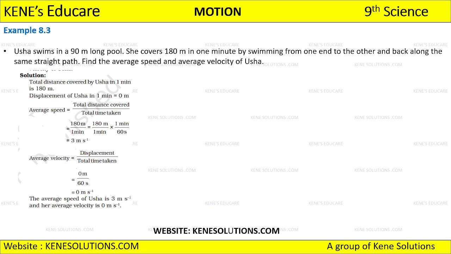Now average velocity is equal to displacement upon time taken. Displacement is 0 meters and time taken is 60 seconds, right? So the average velocity over here will be equal to 0 meters per second. Then after that, the average speed of Usha is 3 meters per second and the average velocity is 0 meters per second. Got it?